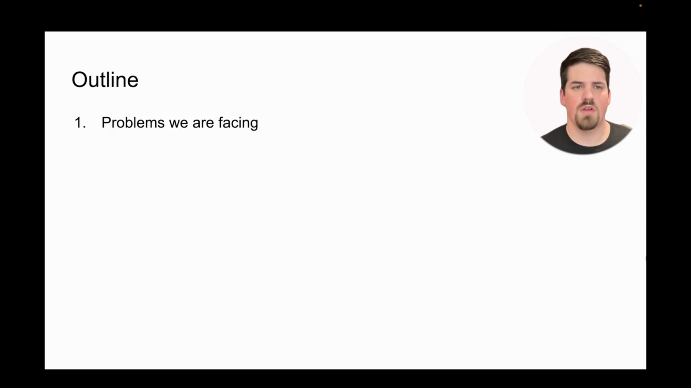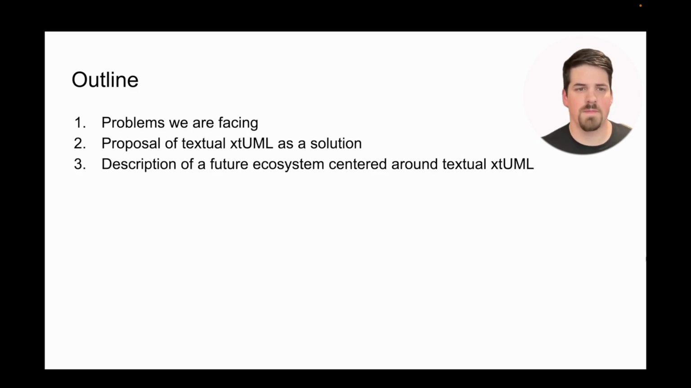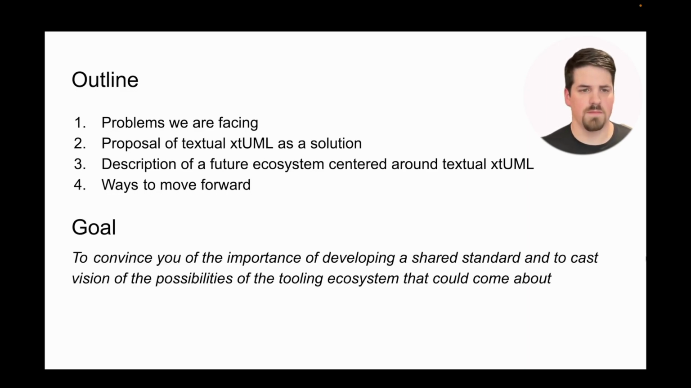So the first thing I'm going to do is explain some of the problems that we're facing in this community with Shlaer-Mellor and with xtUML specifically. I'll be giving a proposal for Textual xtUML as a solution to some of these problems. I will be describing a future ecosystem centered around this textual specification and also giving some ways that you can get involved and help move forward. So by the end of this presentation, I hope to convince you, as I've been convinced, of the importance of developing this shared standard of xtUML and cast some of the vision of the possibilities of the ecosystem and the community going forward.